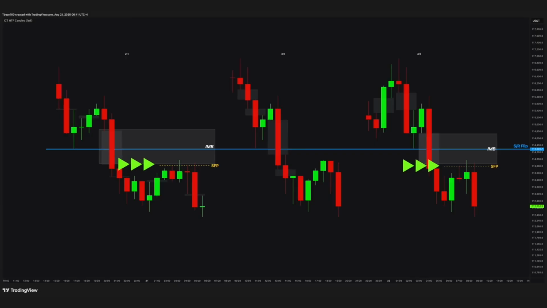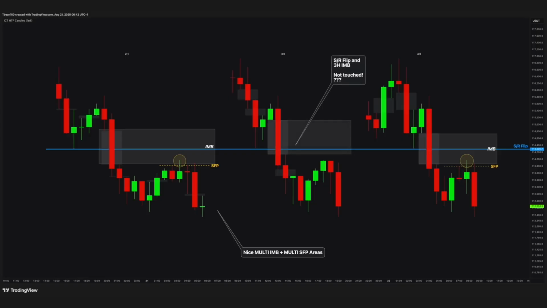Here, you can also notice swing failure patterns happening right inside those imbalances. As you already know, combining multiple imbalances with multiple swing failure patterns can create an extremely strong and powerful trading setup. The one thing that I am worried about is this 3R chart.